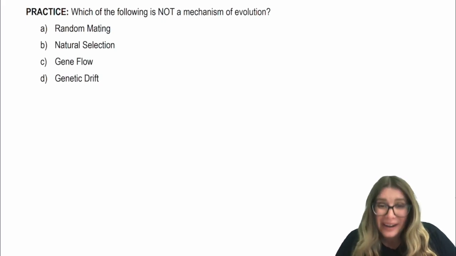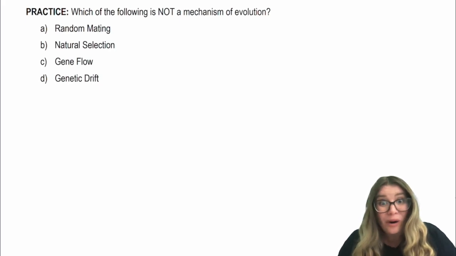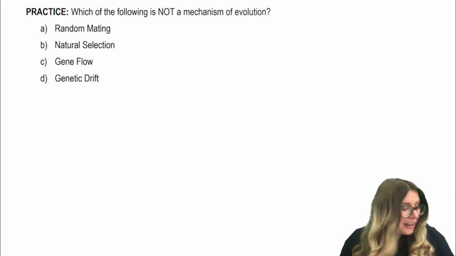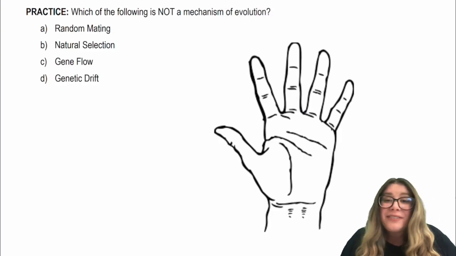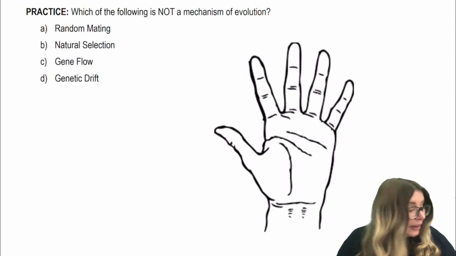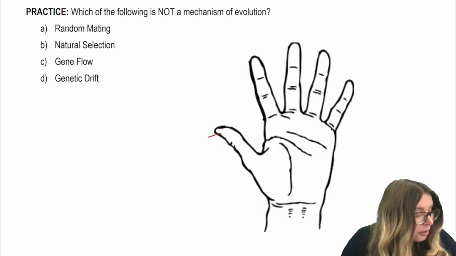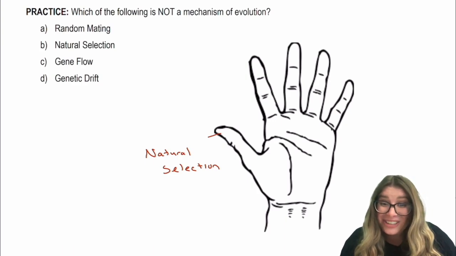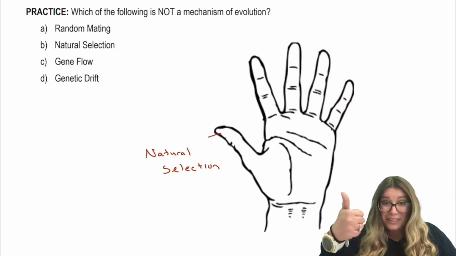Let's do one more practice problem, putting together the 5 mechanisms of evolution, or our 5 fingers of evolution. So remember that there are going to be 5 different fingers of evolution that we have talked about. The first one we talked about with the thumb was natural selection. And that's because nature selects what the adaptations are. If you are able to survive and reproduce, you have an adaptation.